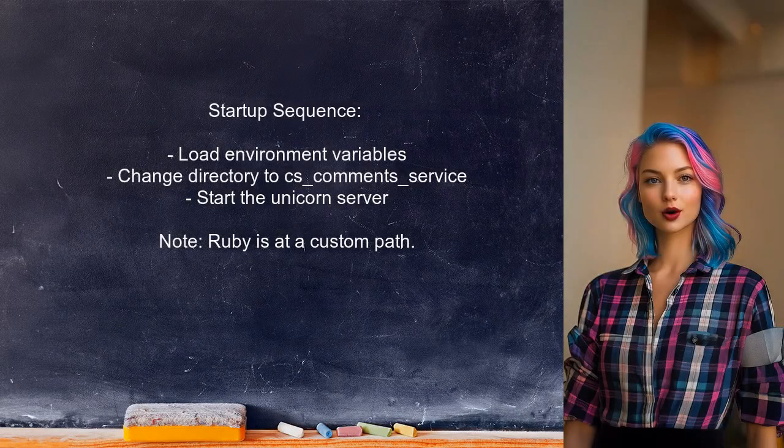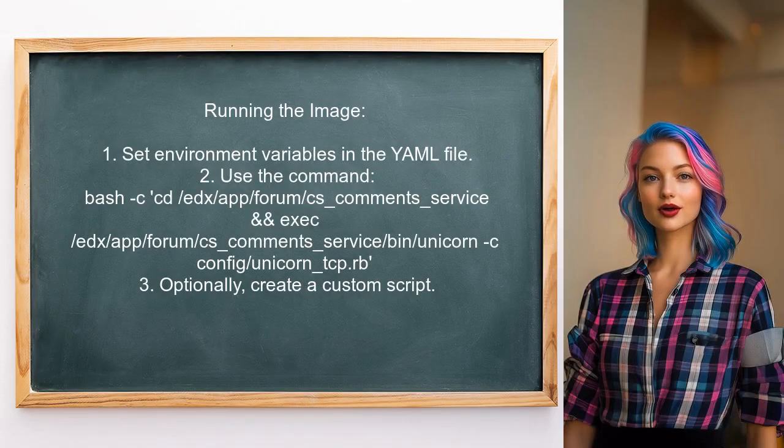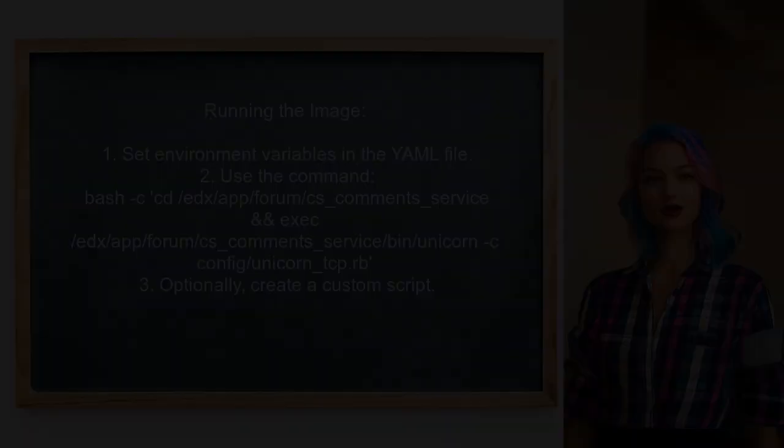The user explains the startup sequence of the container, which involves loading environment variables and starting the Unicorn server. They highlight that Ruby is installed in a custom path, so environment variables must be set correctly to use it. To run the image, the user recommends setting the necessary environment variables in the YAML file and using the command to start the Unicorn server. Alternatively, they suggest writing a custom script to handle the environment variables.